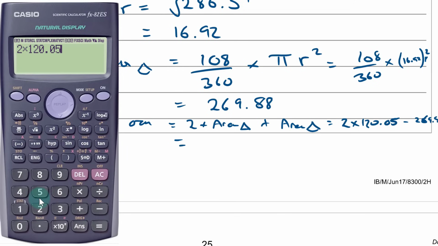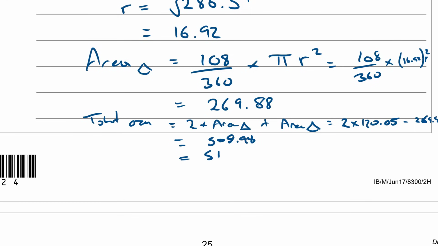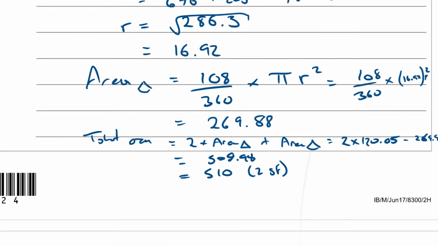2 times 120.05 plus 269.88. Oh, that's much better. That gives me 509.98, which definitely does round off to 510 to 2 significant figures. Okay, so what's the units? Centimeters squared, isn't it?